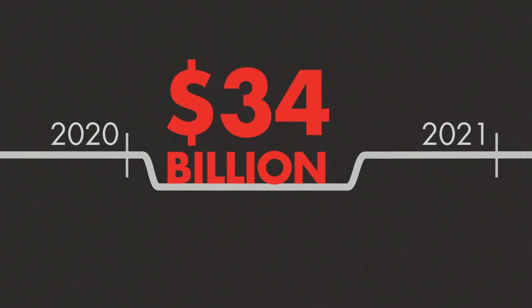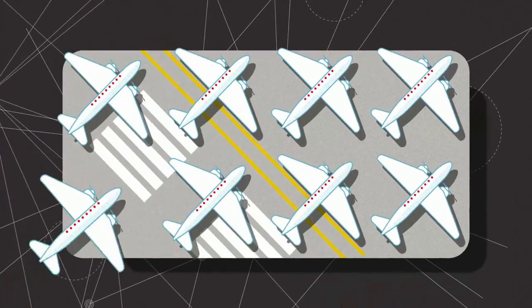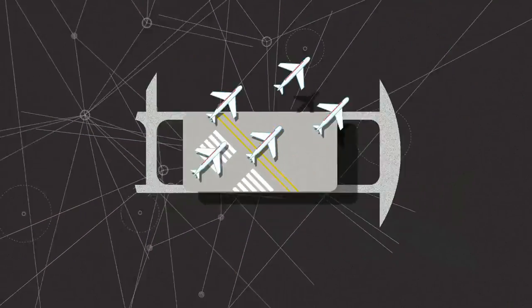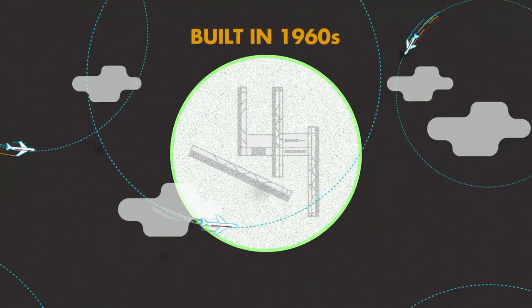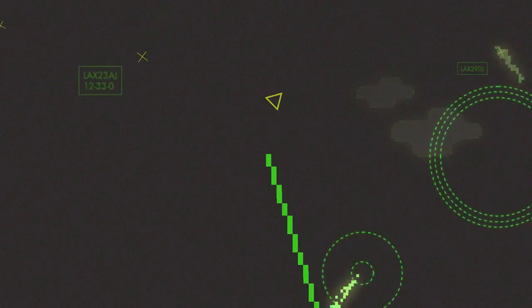If current federal funding levels are maintained, the cost to the overall economy will rise from $34 billion in 2020 to $63 billion by 2040. More investment is needed. American carriers are doing their part to update aging fleets, but airports are aging rapidly, and the air traffic control system hasn't seen a major update since the 1970s.